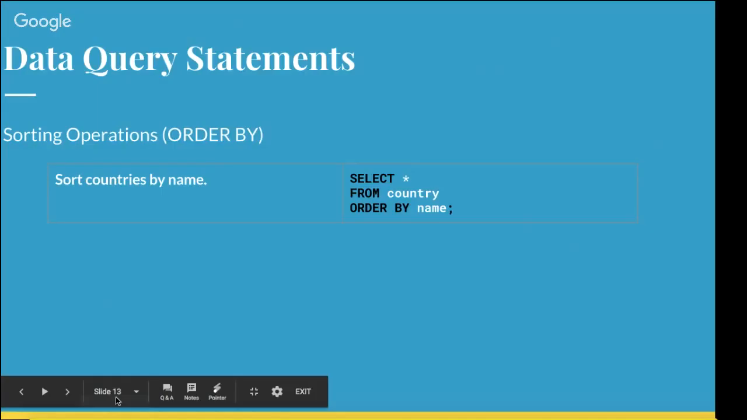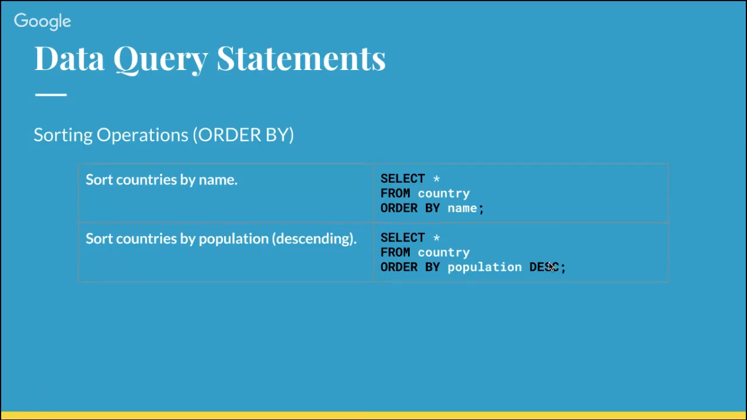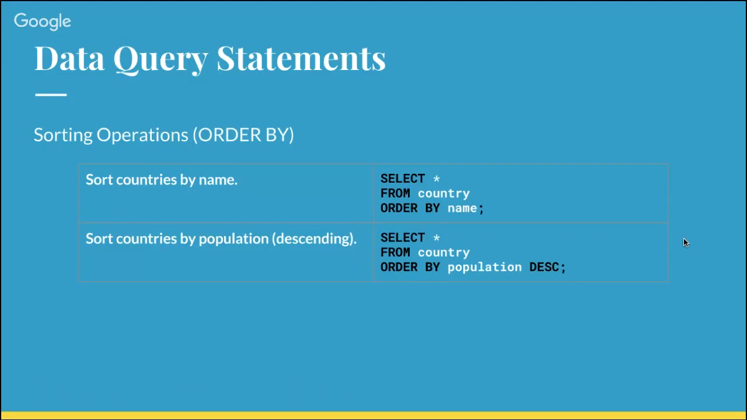All right. So, sort countries by name, sort countries by population descending, and the descending order can be applied for integers, char, varchar, anything. Right? There's a sort order for integers and for strings. It is dependent on character sets and collations, which I'm not going to get into right now.